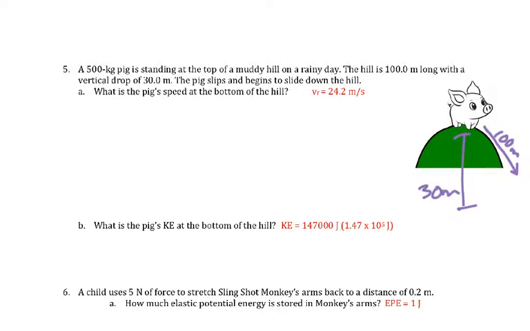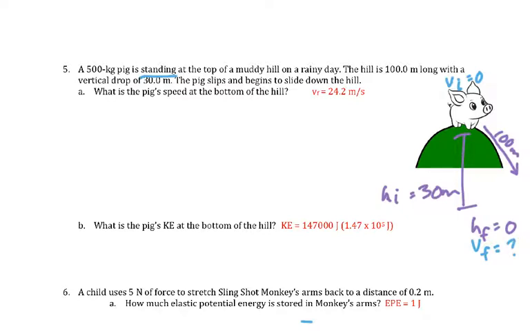Okay, so if we're thinking about information that we actually need, we need heights, right? So HI is going to be the 30 meters. And then we're going to assume that HF at the bottom of the hill is 0. Okay. The pig is standing at the top of the hill. So initially he has 0 speed. But then we can assume if he's flying down this hill, he's going to have some final speed. And that's actually what the question is asking us to find.